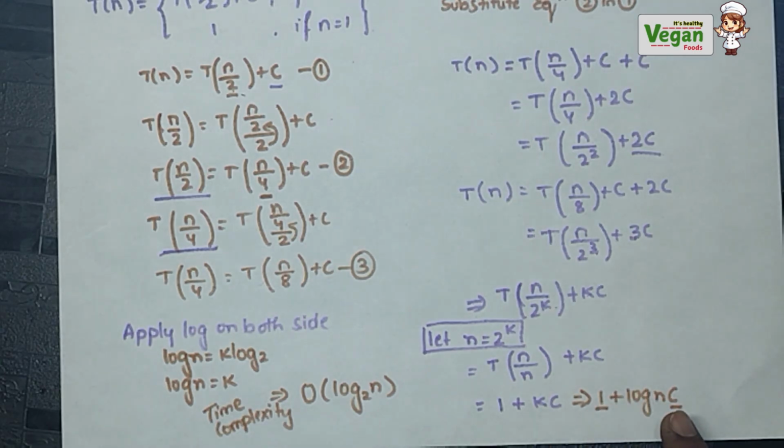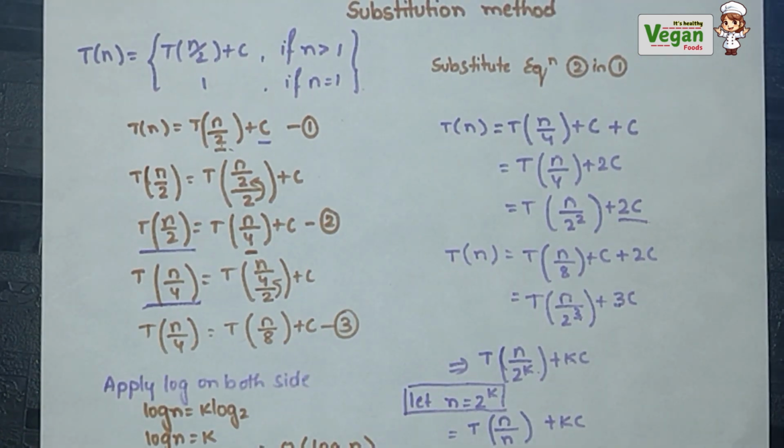Here 1 and c are constants. You can't use them as the time complexity. So only log n is left. So in the order of log n, the time complexity will be determined in this question.